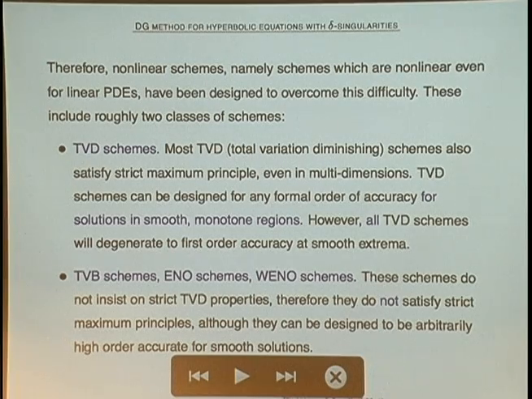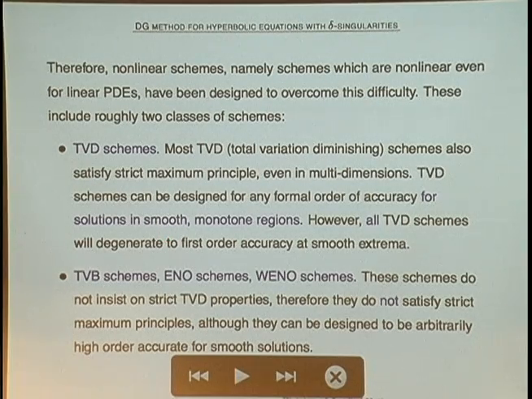But these schemes have either failed the strong maximum principle preserving property, like these schemes, they are not maximum principle preserving. You can see a small negative value even if the exact solution is positive. Or these schemes satisfy the maximum principle, but they are not truly high-order accurate.